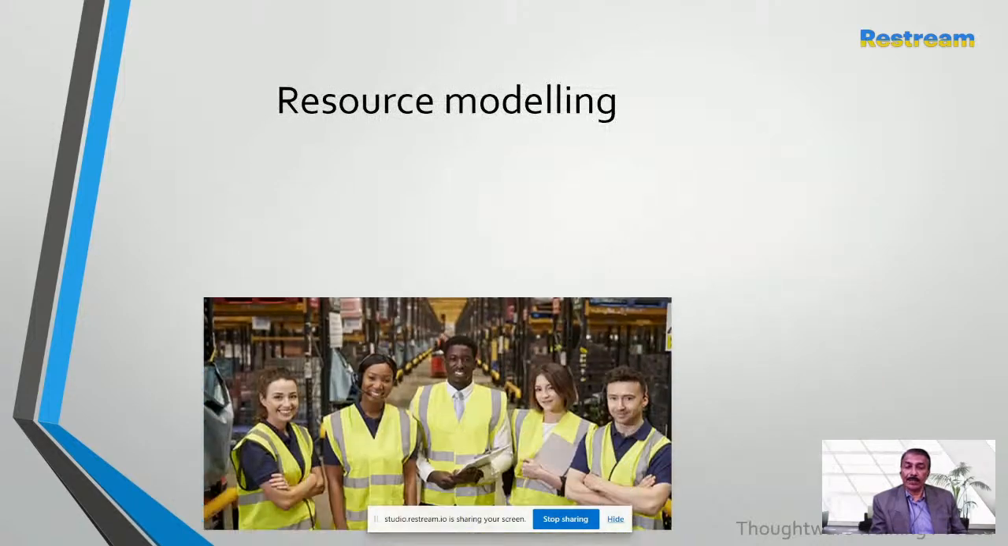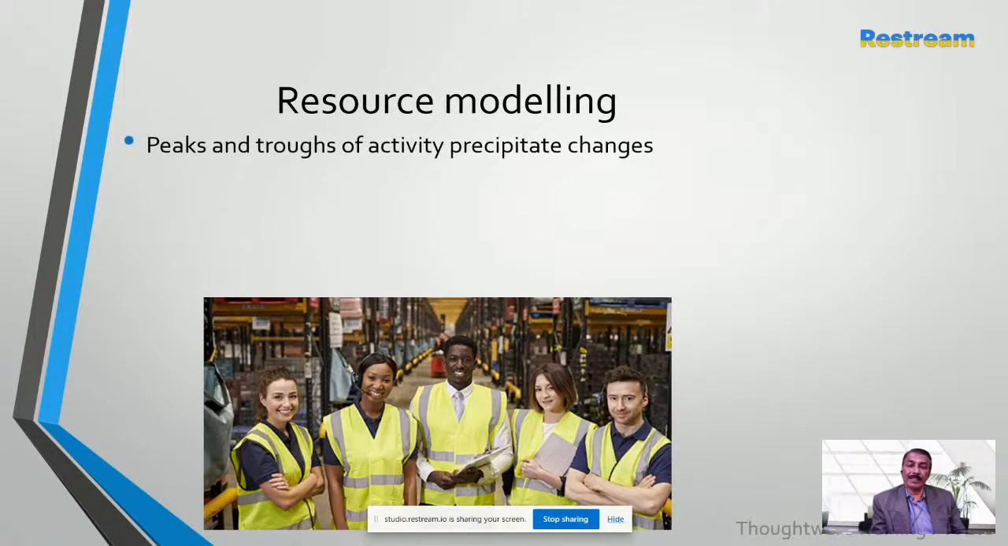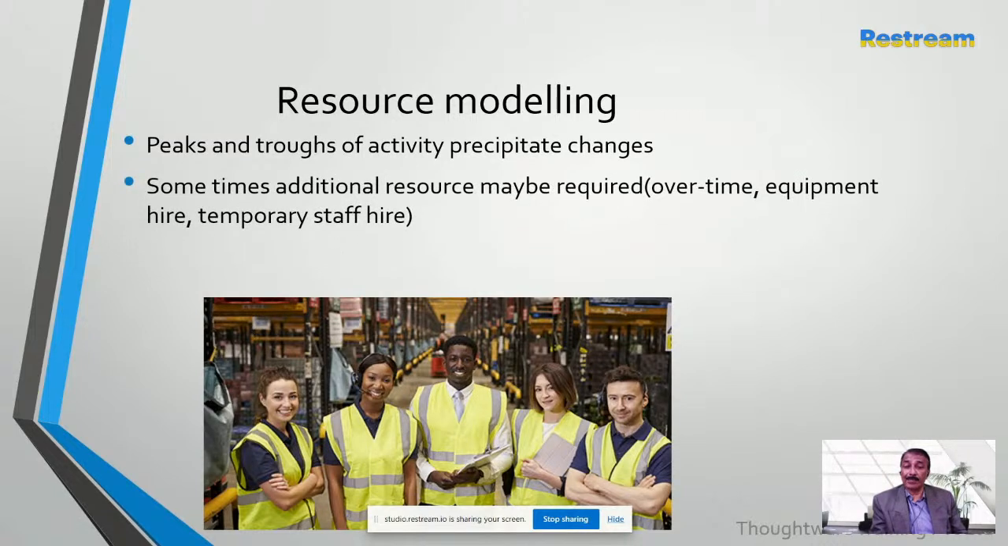Okay, so in resource modeling, peaks and troughs of activity precipitate the changes. Sometimes additional resource may be required. Then, in that case, you may have to go for overtime or an additional shift or temporary staff hire or even equipment hire. In the warehouse environment, maybe additional forklifts or pallet trucks may be required, and that has to be planned.